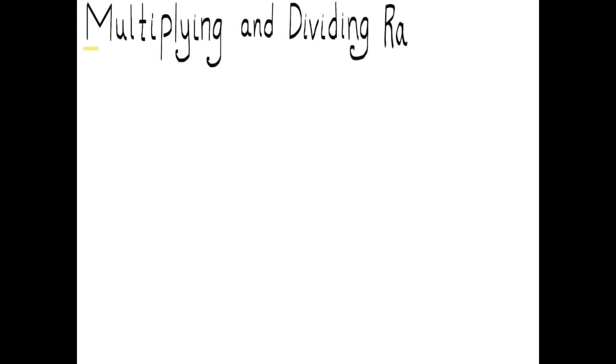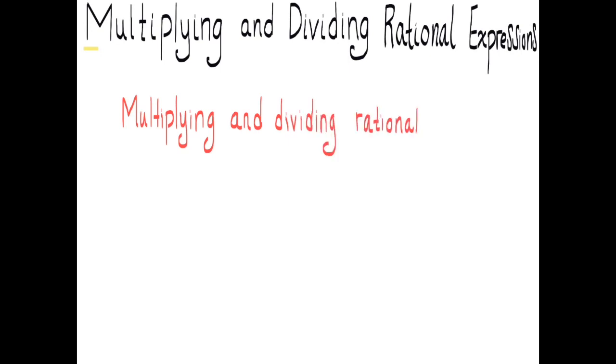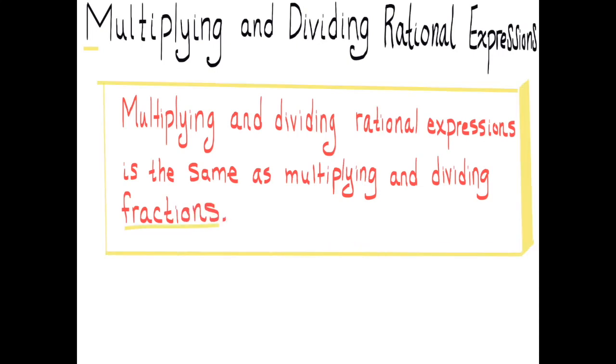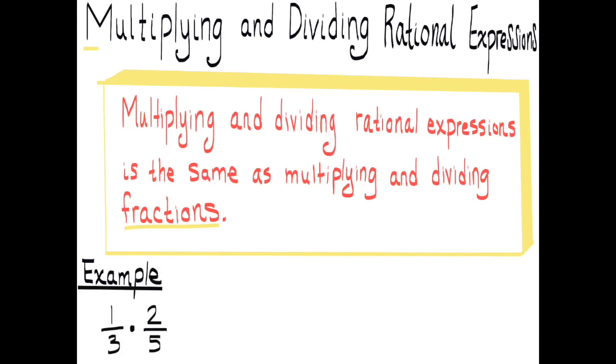Welcome back. Today we're going to look at multiplying and dividing rational expressions. Now, one thing we need to remember is that multiplying and dividing rational expressions is the same as multiplying and dividing fractions. There's no difference, okay? So if we look at an example, 1/3 times 2/5, you multiply 1 times 2, 3 times 5, and you get 2/15, and that's your final answer. If you can reduce it, reduce it.